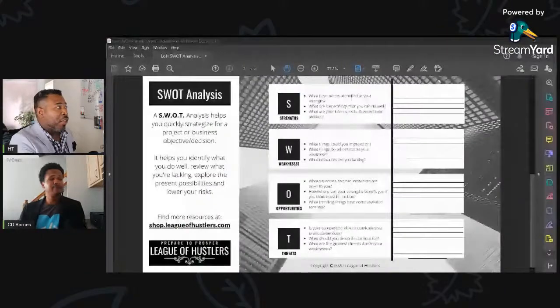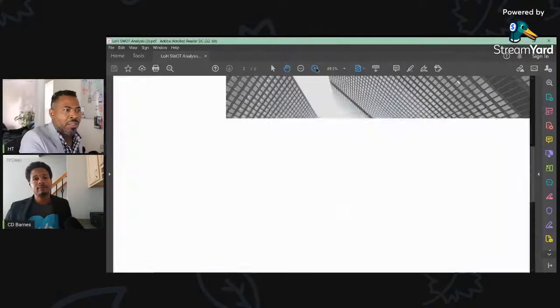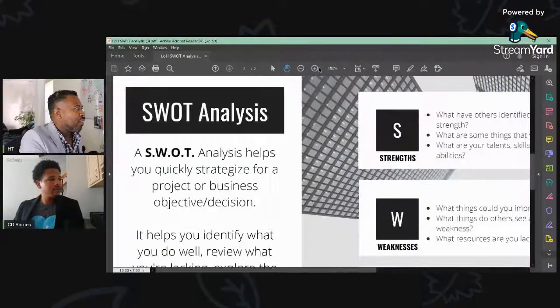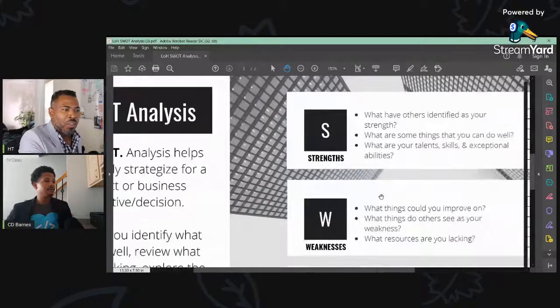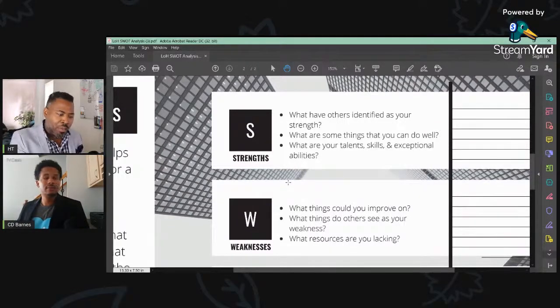Yeah, man. And so some of the questions that you want to ask, I don't know if you guys can read this, I'm trying to zoom in a little bit to make it clearer. Some of the questions you want to ask when you are working on the S of SWOT analysis: what have others identified as your strengths? What things have people told you that you're good at, like, wow, you really did a good job doing XYZ? What are those things that you hear often from trusted people?